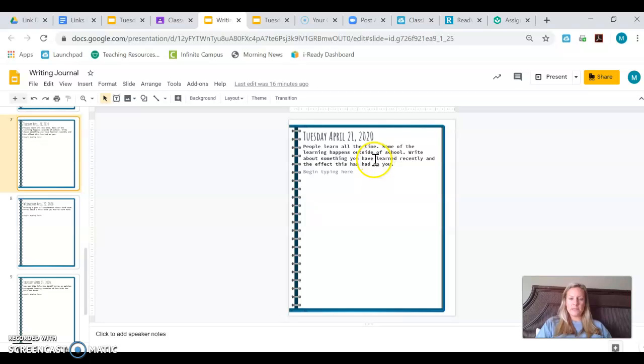People learn all the time. Some of the learning happens outside of school. Write about something you've learned recently and the effect this had on you. So something you've learned recently, most likely when you're not in school, since we're not right now. That's your writing journal for today.